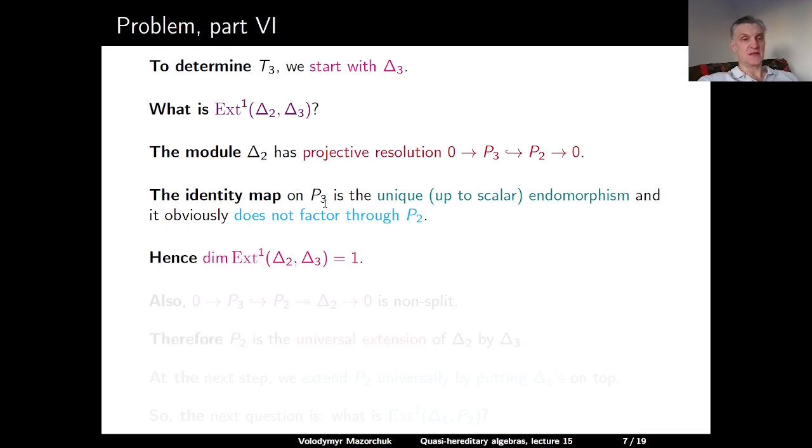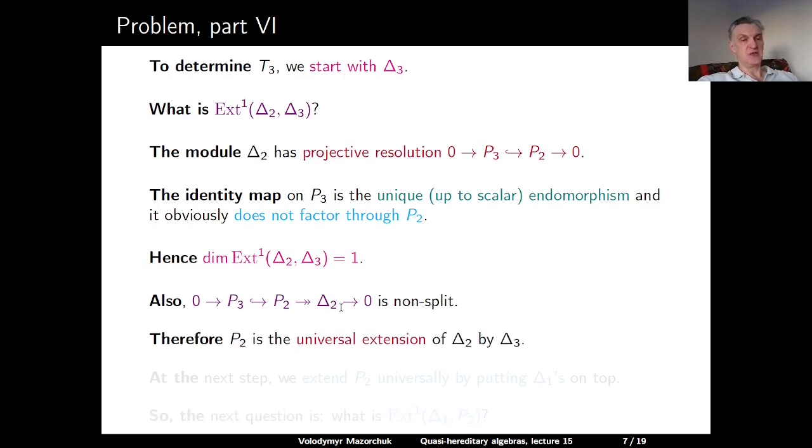So this means that the dimension of Ext^1 between delta 2 and delta 3 is 1, which means that in order to extend delta 3 universally by delta 2, we should put one copy of delta 2 on top of delta 3. But we also know that P2 actually is a non-split extension where delta 3 is a submodule and delta 2 is a quotient. This means that P2 is our universal extension. So we did the first step.